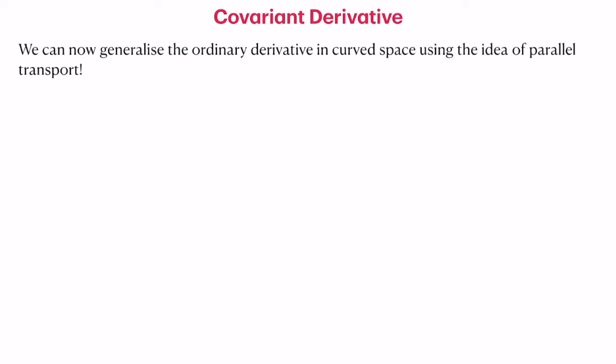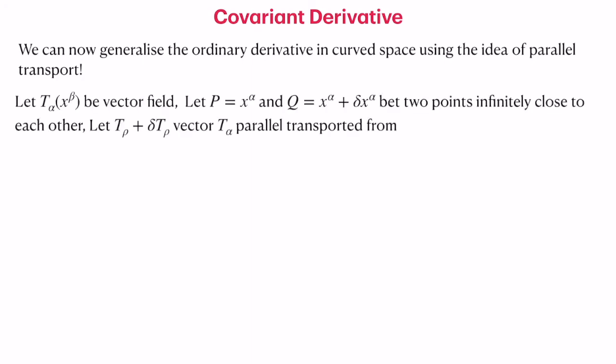We follow the standard operation for differentiation. We take a vector field at two different points. Now we know how to take a vector from one place to another using parallel transport. We do that, then subtract them, and then go through the standard definition of differentiation. Let T alpha be a vector field defined throughout the space-time. Let P equal x alpha and Q equal x alpha plus delta x alpha be two infinitesimally close neighboring points. We have a vector field defined at these two points, that is T alpha of P and T alpha of Q, and then we do parallel transport.